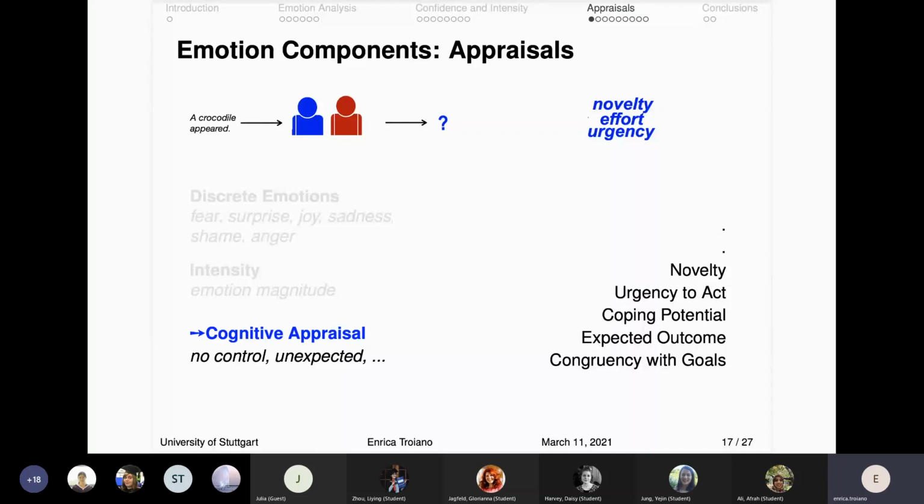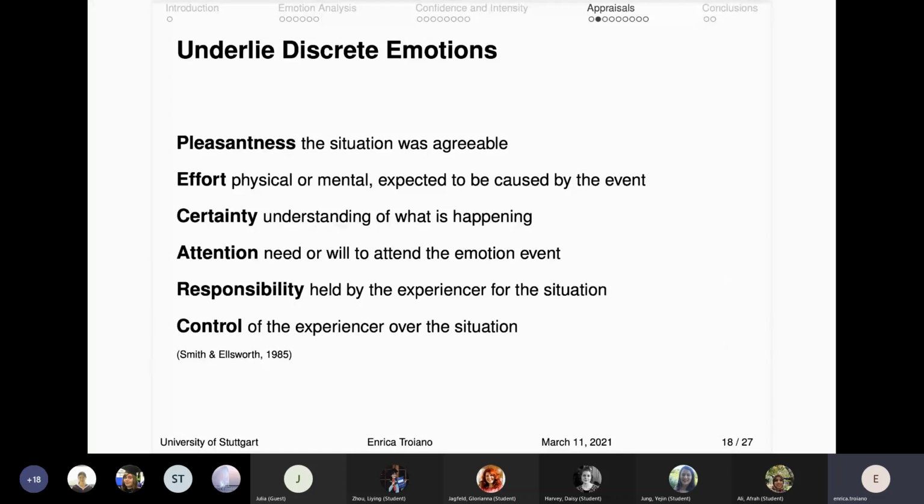Cognitive appraisals, if you remember, are an aspect of emotions which is related to the evaluation of events. I told you that in case I see a crocodile, I evaluate whether I have control over it, whether it is unexpected, but this was just a simplification. And as I told you, we can evaluate the event along many more dimensions. According to Smith and Ellsworth, these dimensions are pleasantness. We evaluate whether the situation was pleasant. Effort. We evaluate whether the situation requires us to expend physical or mental effort.